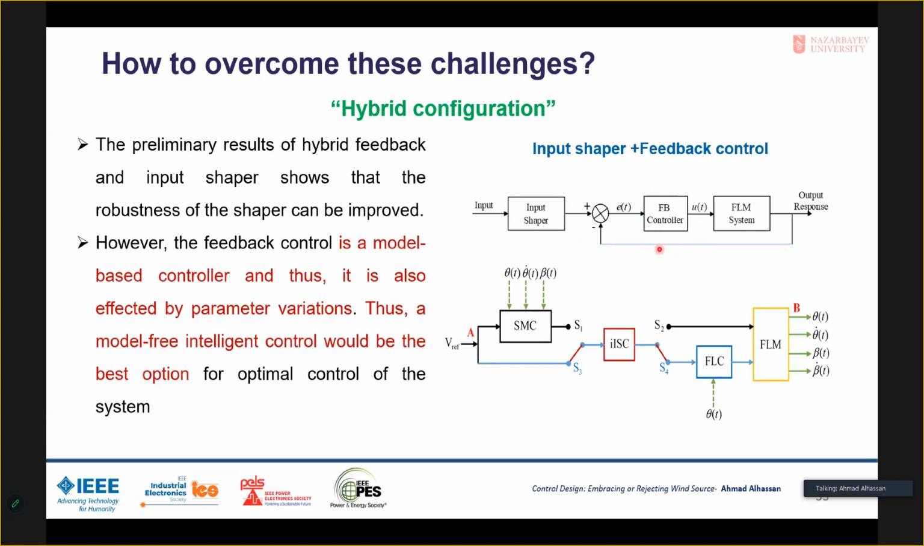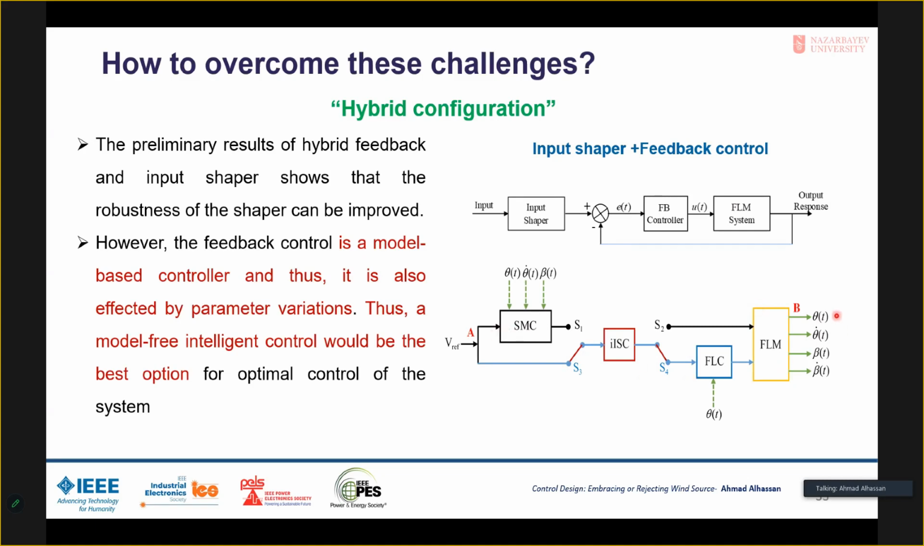With this feedback controller, there are two types. I use the sliding mode controller and the fuzzy controller. In each case, we add them together and see what happens in terms of the response.